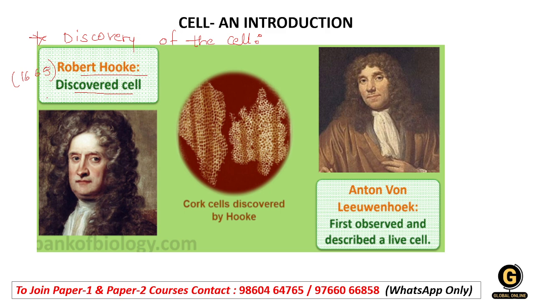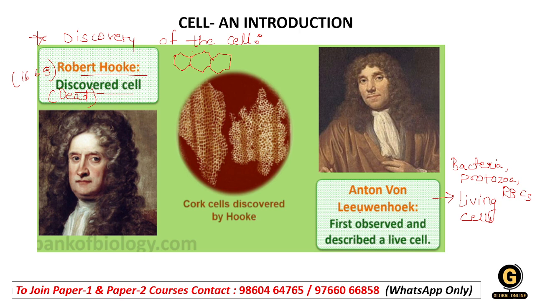Robert Hooke observed the cell, but which cell, students? He observed the dead cell. What did he observe? It was a honeycomb-like structure, and cork cells were discovered by Hooke. Now, Anton von Leeuwenhoek was the scientist who discovered the living cell. He observed the cells of bacteria, protozoa, and RBCs. Yes, he observed the living cells.